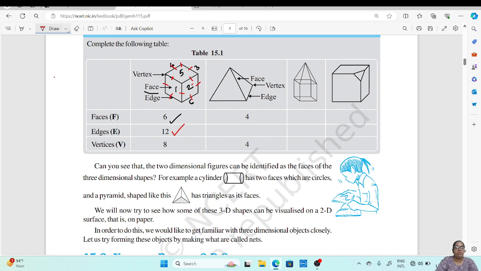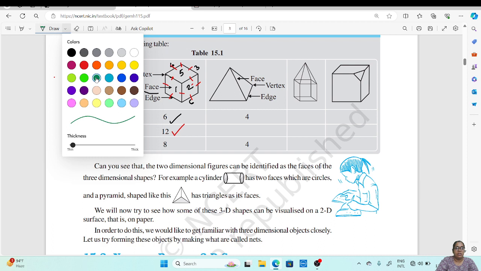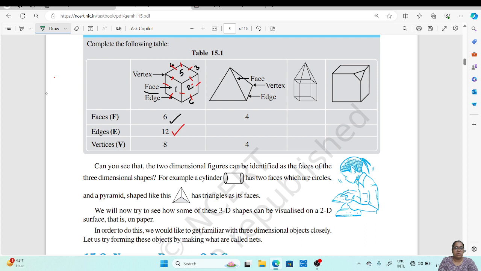Now let us see how many vertices there are for a cube. Vertices are basically the corners of the cube. So there are 1, 2, 3, 4, 5, 6, 7, and there is another one over here, 8. So there are a total of 8 vertices. So this is how we are supposed to calculate the number of faces, number of edges and number of vertices of any object. Here also it is given, this is a pyramid.